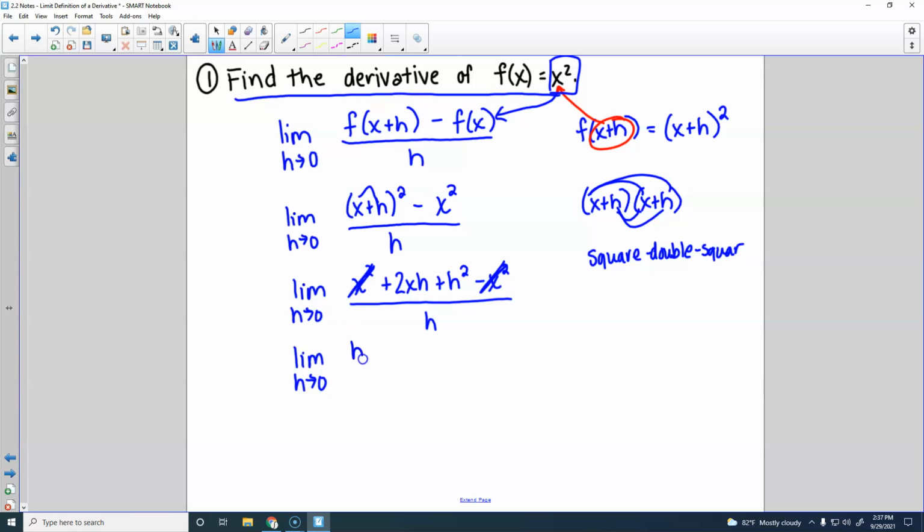So an h is going to come out of the top. 2x plus h over h. Right, these are like the delta x problems that we were doing before. Cancel those h's. And then you're plugging in 0. You're only plugging in 0 for the h, not the x. So you get 2x plus 0, which is 2x.